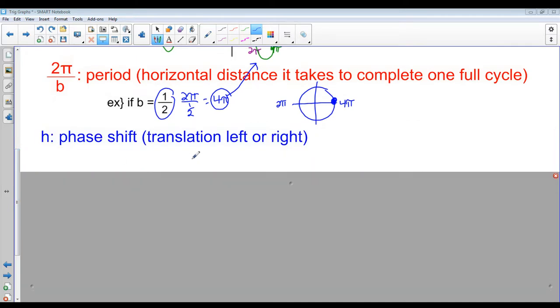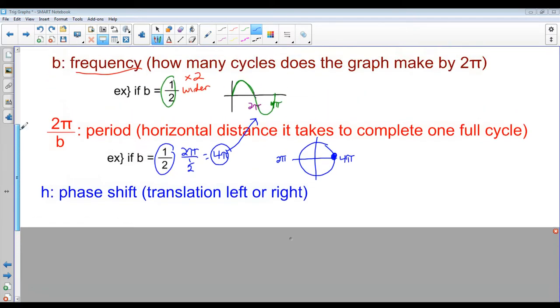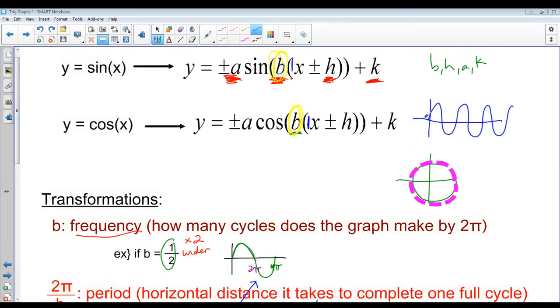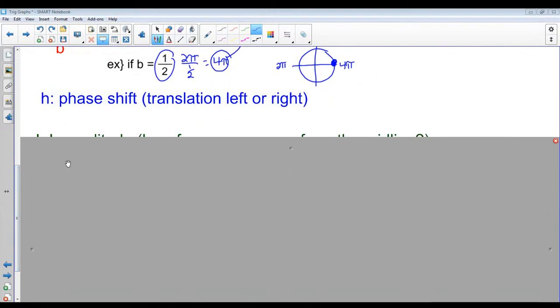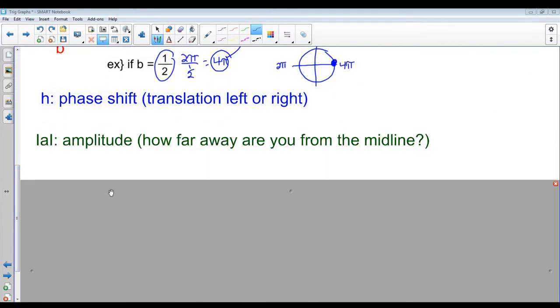H is our shift left or right. We used to think of it as a translation. But since these graphs repeat themselves over and over again, there's not really an official starting point. So if you look at what I did up here, there's not really an official starting point or an end point. So instead of calling it a translation, we just think of it as a phase shift. So maybe the graph would start here instead. All right, so that's a little vocabulary word you're going to need to get used to. But it behaves the same way. A is the amplitude.